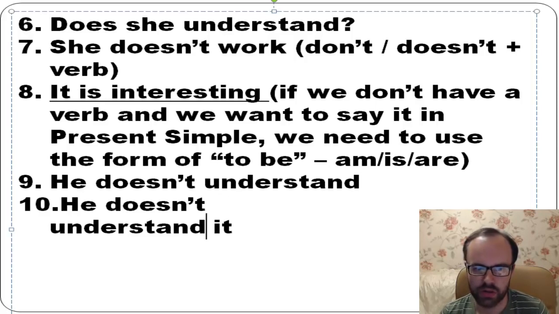Okay, so let's look at the sentences again. "Does she understand?" "She doesn't work." Don't or doesn't plus verb. "It is interesting." If we don't have a verb and we want to say it in present simple, we need to use the form of to be. Am, is, or are. "He doesn't understand." Okay, next.